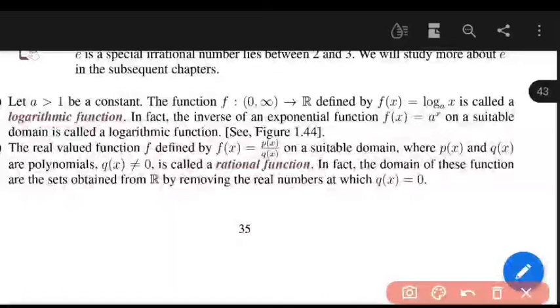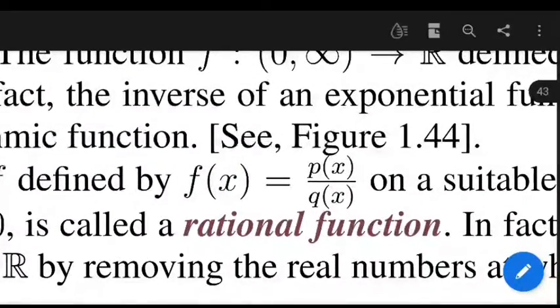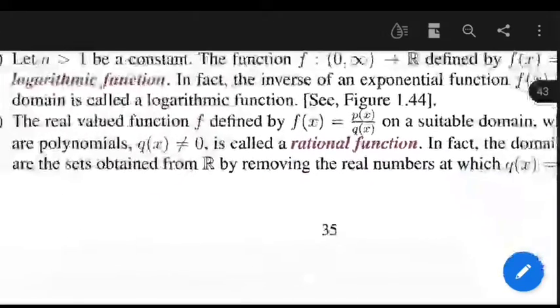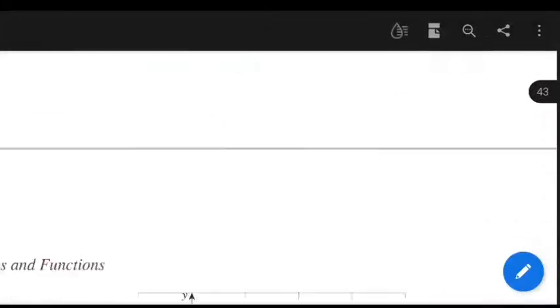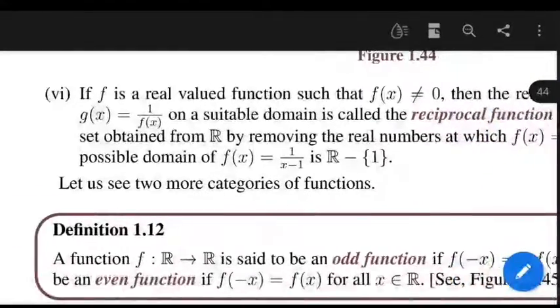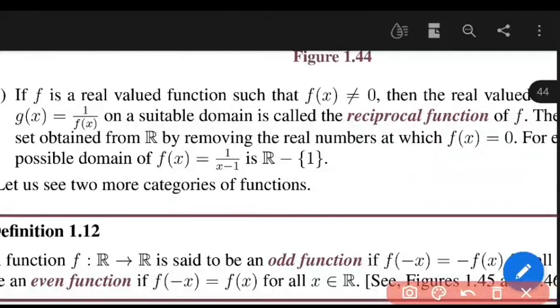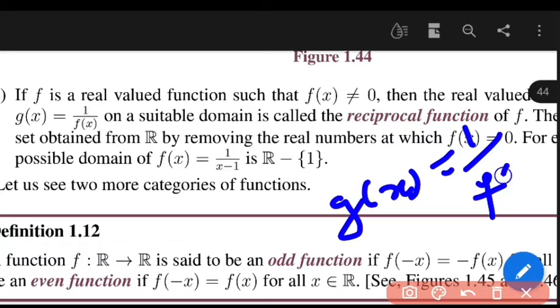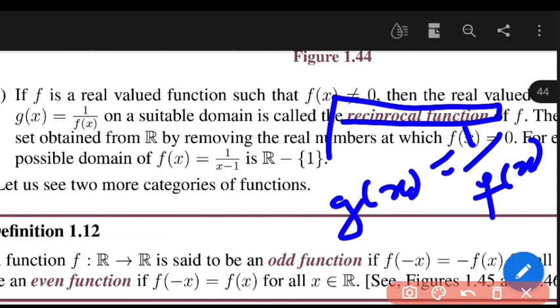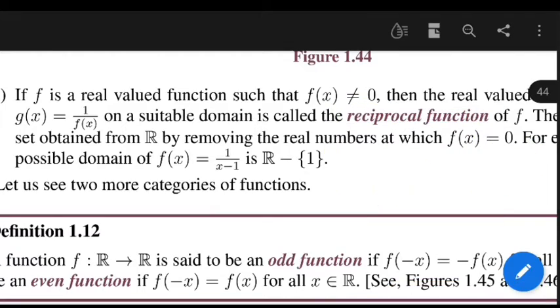Next, rational function. It's like p(x) by q(x). It's called a rational function, with one function as the denominator and another function as the numerator. So next, reciprocal function. If g(x) equals 1 by f(x), it's called a reciprocal function.